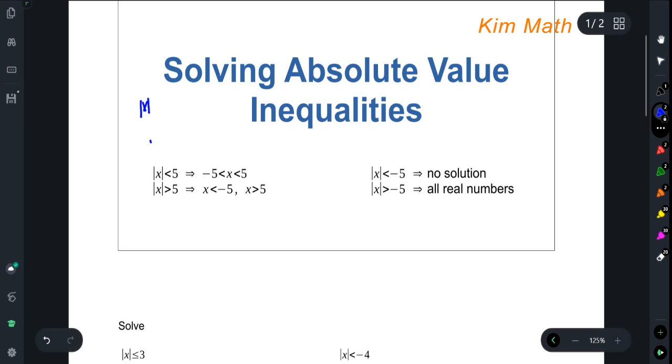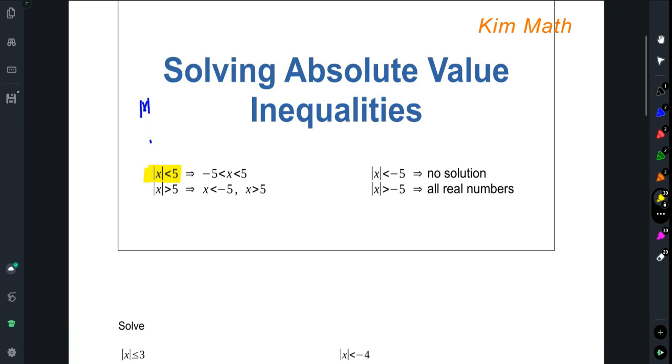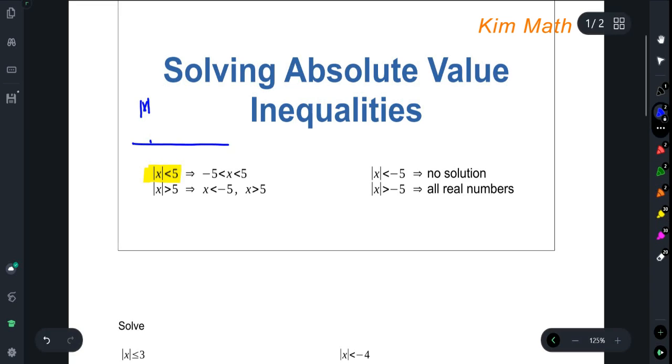So absolute value of x is less than 5, which means, if I draw the number line, the distance from the origin is less than 5, which means your point of x must be here, right? Can you see that?